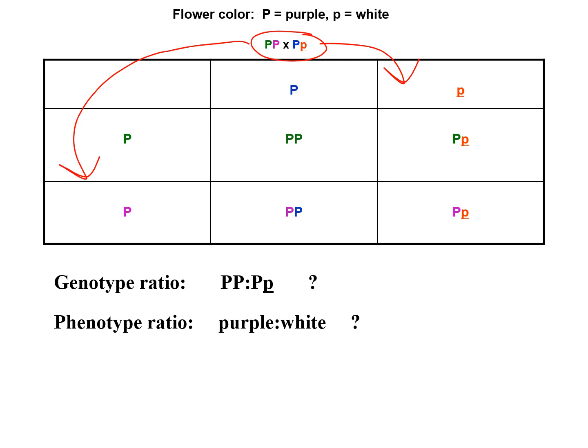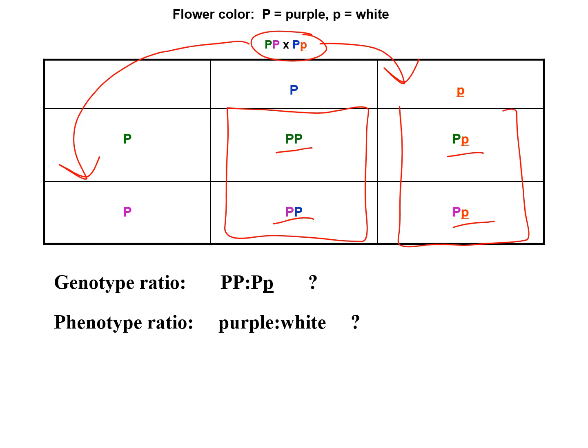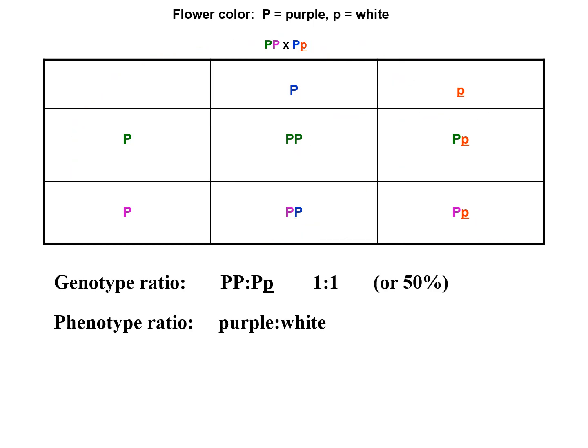And what you can see here is that you have only two options for genotypes for the offspring, homozygous dominant and heterozygous. And with the ratio, 50% will be homozygous dominant and 50% will be heterozygous. So if you want to use this as a ratio, it would be 1-to-1, or you can refer to it as 50%. 50% homozygous, 50% heterozygous.